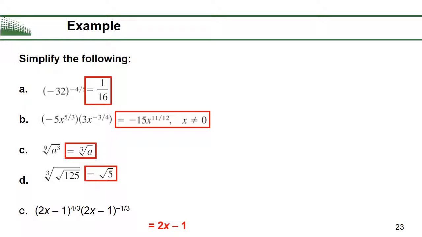Letter E, even though we've got parentheses here and plus and minus, what's in the parentheses is the same thing, so we can actually combine them. These are like radicals. So we can add the powers. 4/3 plus -1/3 is 3/3, which is 1, and we're just left with 2x minus 1.